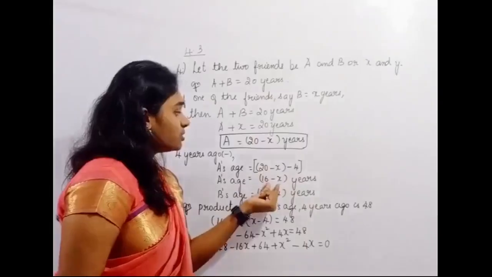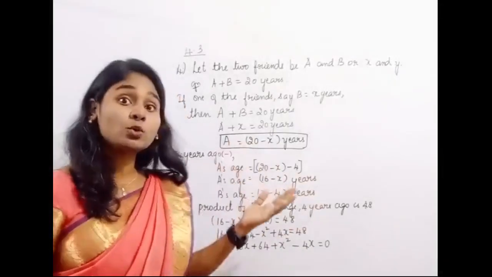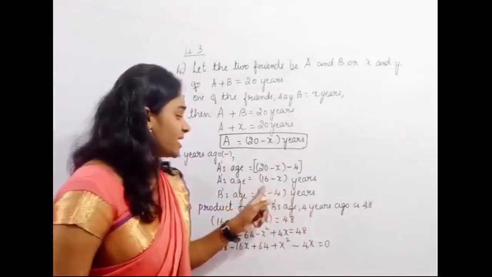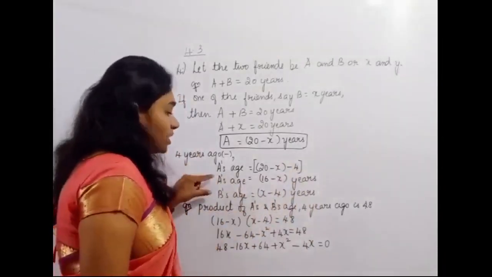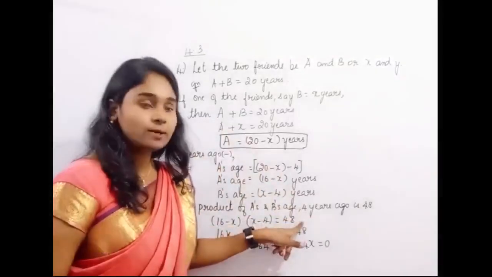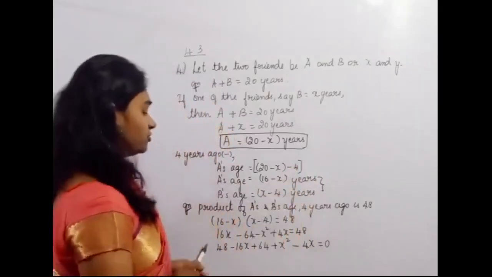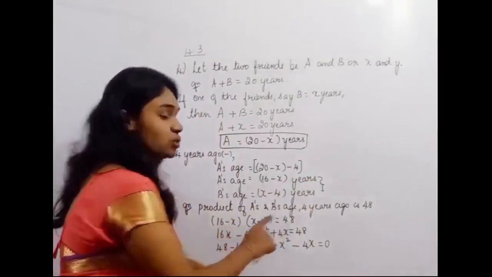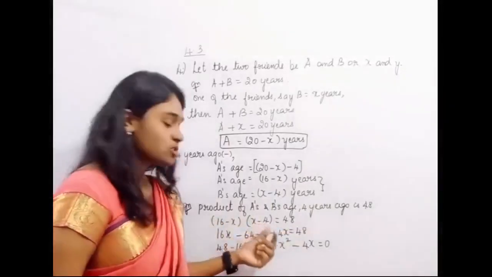In the question, it is given that the product of the ages of A and B is 48. So, substituting the ages of A and B 4 years ago, meaning (16 minus x) into (x minus 4) is equal to 48. So the first term into the second expression and the second term into the first expression, when you multiply, we get 16 into x is 16x, minus 16 into minus 4 is 64, minus x into x is minus x square, minus x into minus 4 is plus 4x, equal to 48.